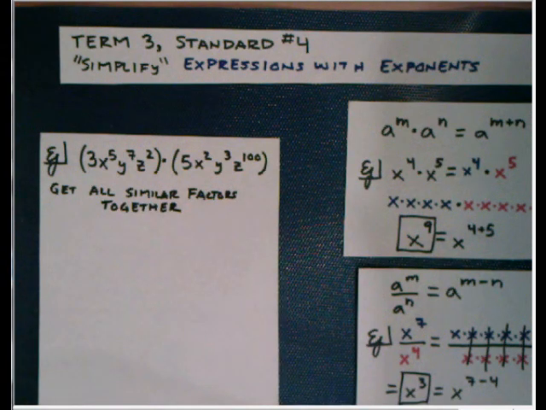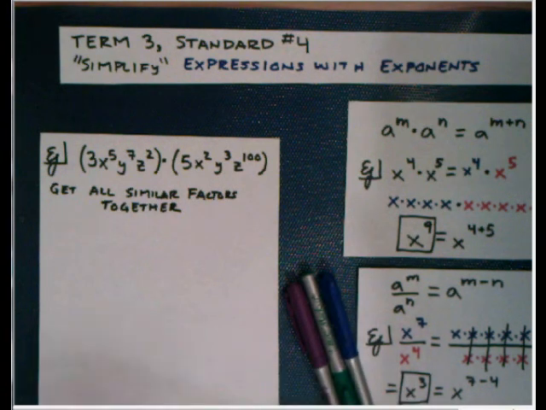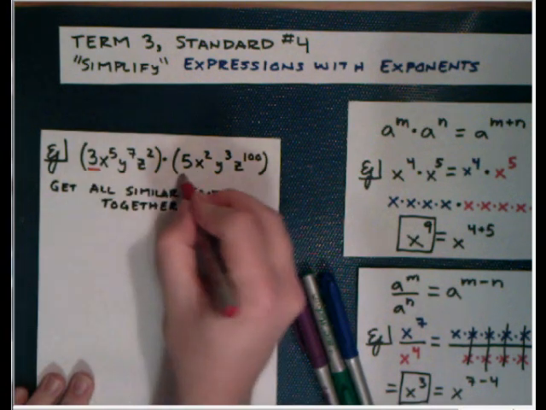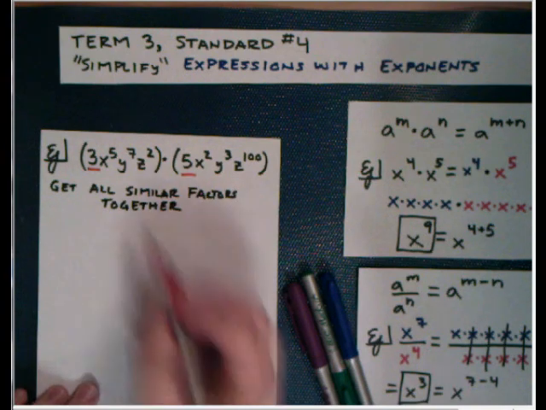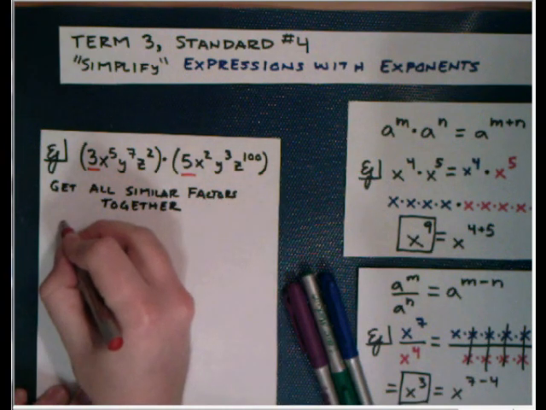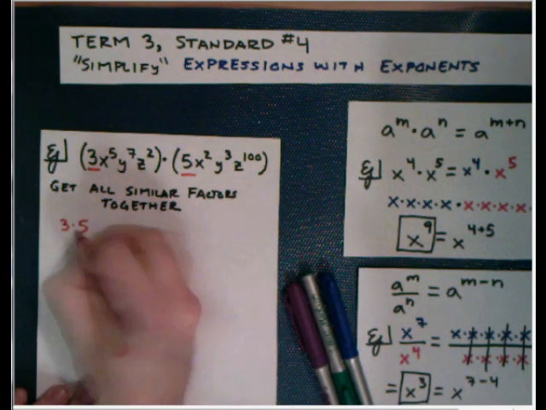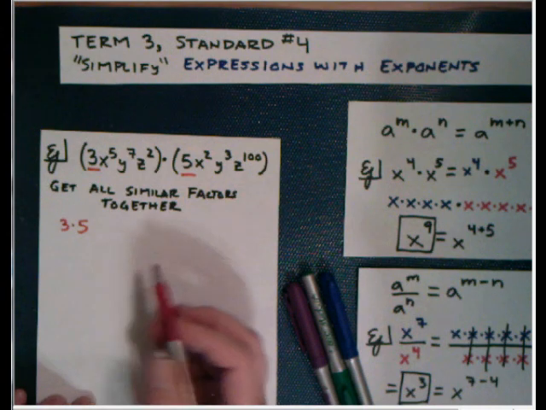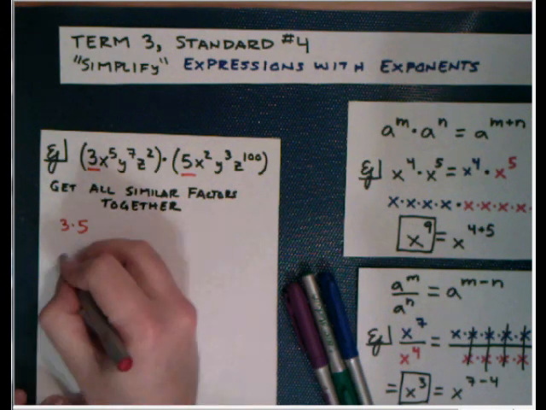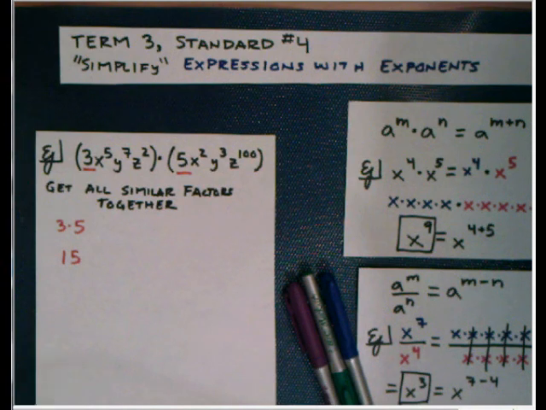Let me show you what I actually mean by that. First, before any of the other ones, I'm going to look at the numbers. So, we've got 3 and 5 there, and we're multiplying. 3 times 5 is basically what's happening if we group those together. That's going to be 15. So we've taken care of that piece.